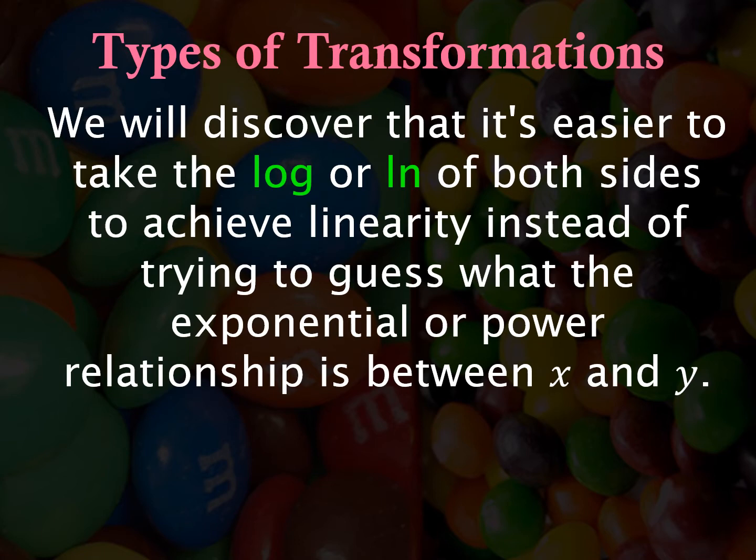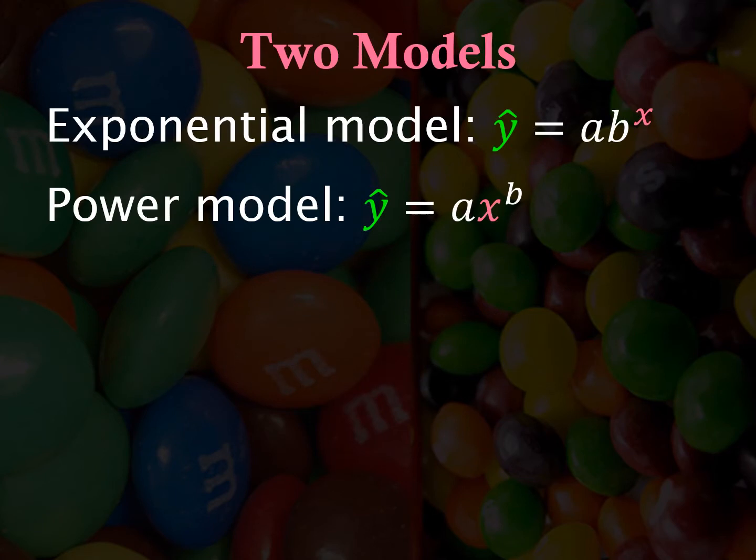So the two models we're looking at are the exponential model, where y hat equals a times b to the x. Notice that the x variable is the exponent. And the power model, where y hat equals a times x to the b. So x is the base of a constant exponent b. So that would be like a quadratic or a cubic relationship.